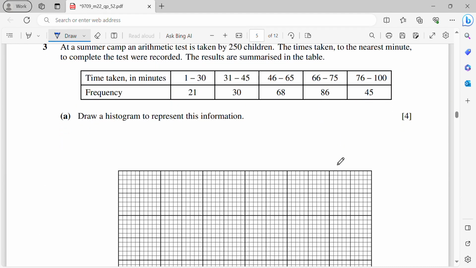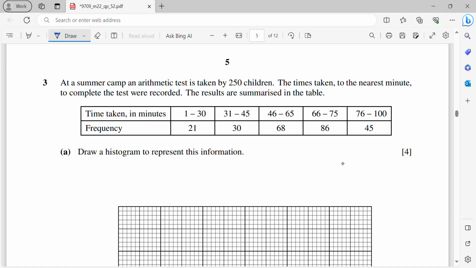Alright, so now for question 3. At a summer camp, an arithmetic test is taken by 250 children. The times taken to the nearest minute to complete the test were recorded. The results are summarized in the table. Draw a histogram to represent this information. For a histogram, we need to check whether we use frequency or frequency density for the vertical axis, and it depends on the width of the classes. Obviously this is 30, but this is no longer 30, the width.